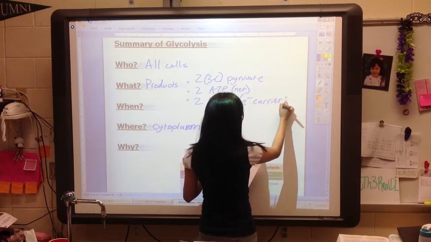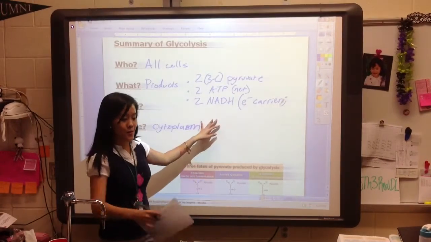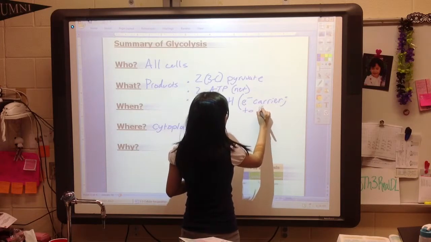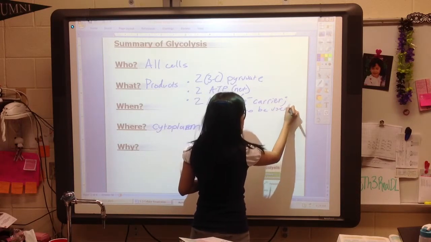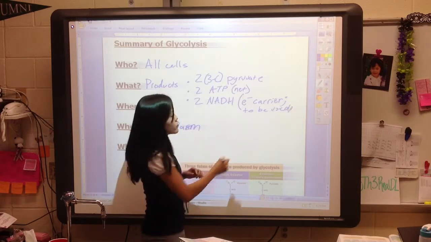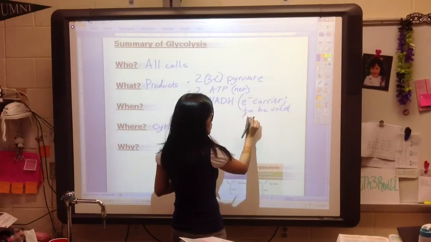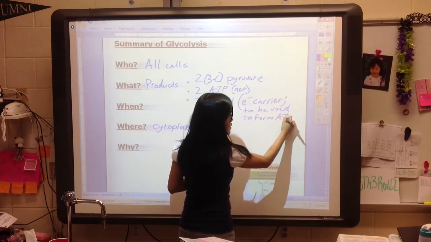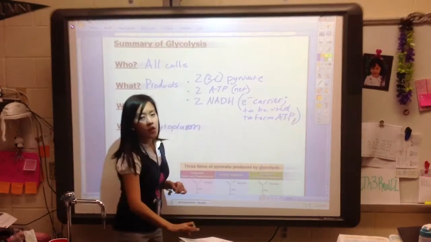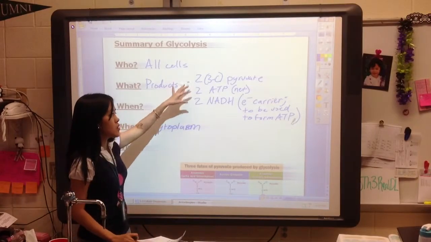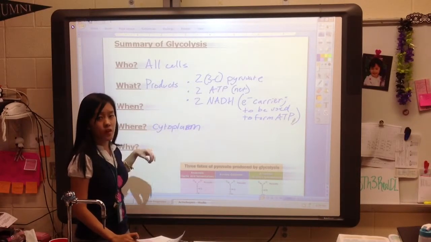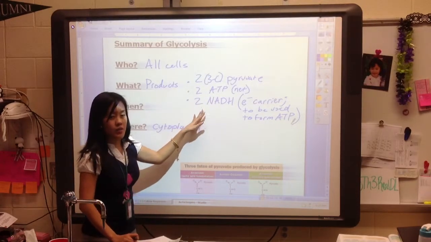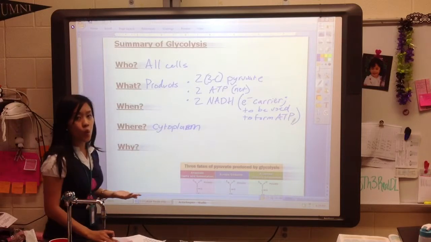And the reason why this is so important is because it can later be used to form ATP. So it is really important that we're slowly building up an accumulation of all these products, especially our carbon and our electron carriers, because we're going to use all of that later to make more ATP.